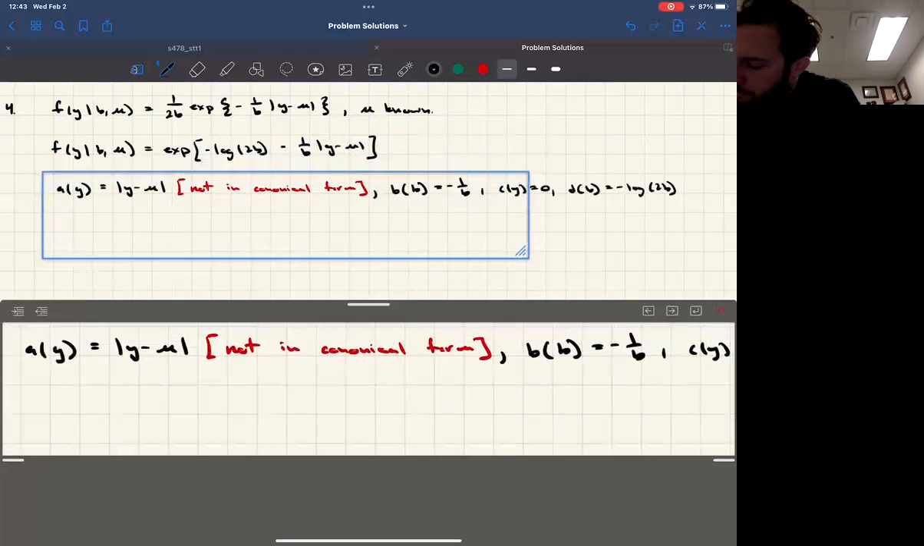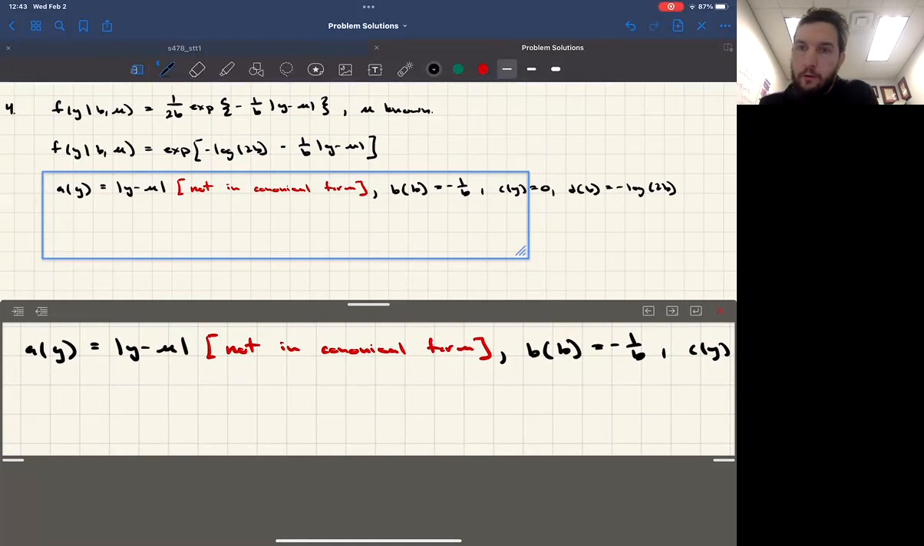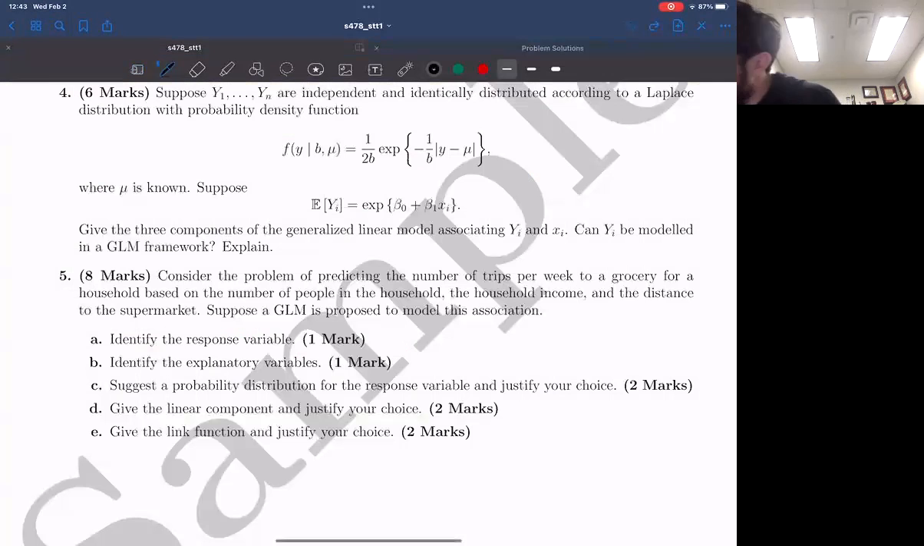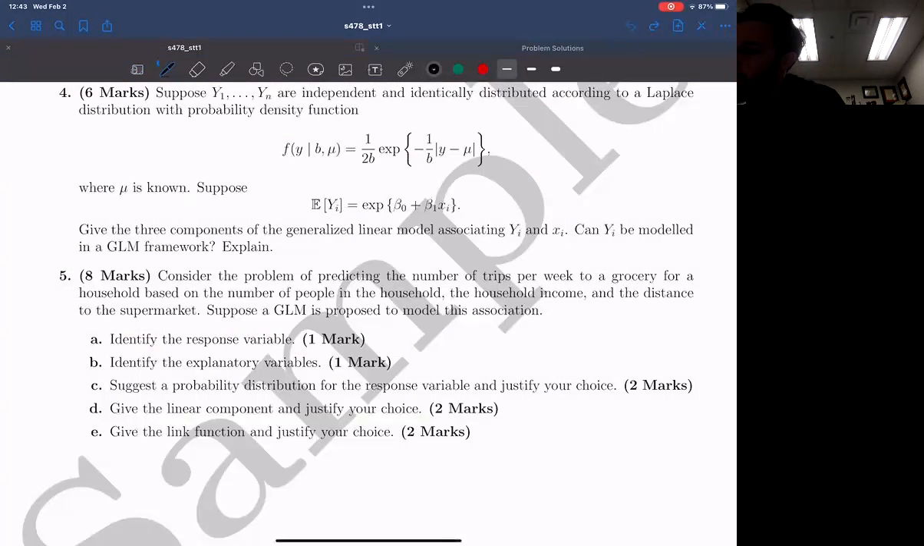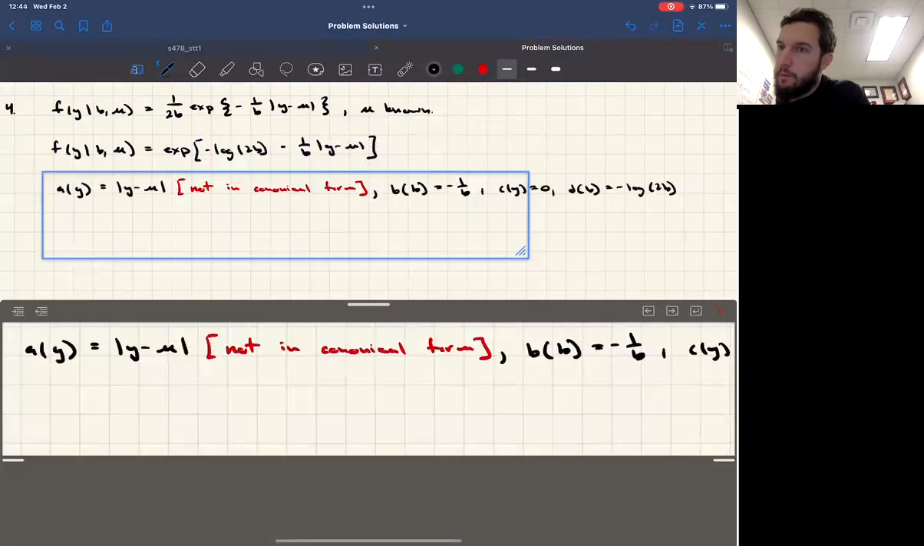So that's the first step. We need to see if this thing is in canonical form. So we can write it in terms of the exponential family, but this isn't in canonical form. And the question says, can it be modeled in a GLM framework? So right off the start, we know it's not going to be able to. So what else do we need here? We need to give a set of model parameters. Those are pretty much given to us directly. And then we need the link function.